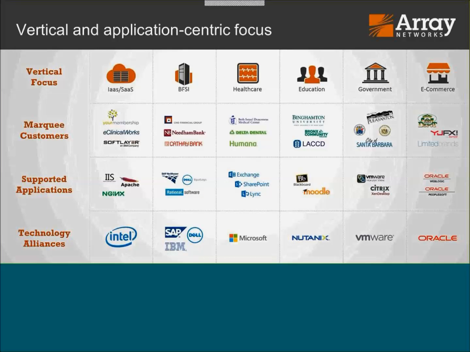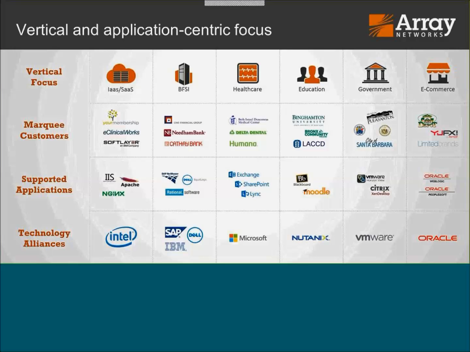This is a little bit of an eye chart here, but it begins to give you an idea of some of the vertical focus areas. I talked about infrastructure as a service and software as a service, and there's also banking, financial services, healthcare, education, government, e-commerce. There's more, but just a sampling here. You can see some of the customers in each of these categories. Again, just a sampling, and really applications drive everything.